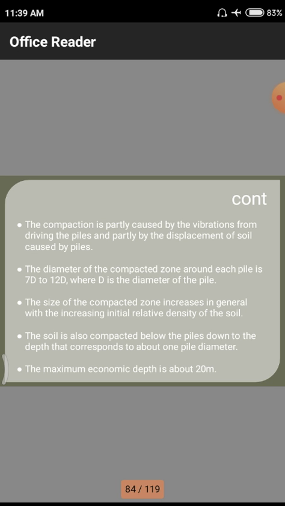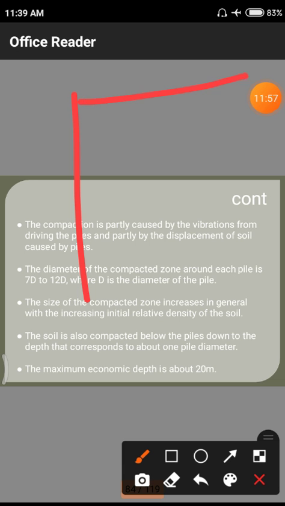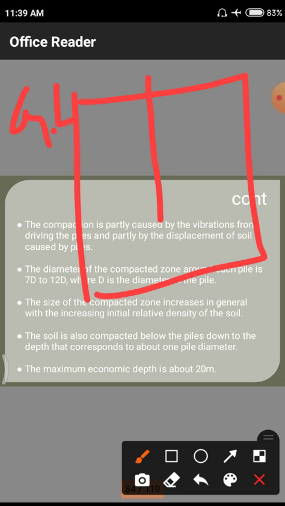Next, the soil is also compacted below the piles, down to a depth corresponding to about 1 pile diameter. That means the soil below the piles is compacted. Whatever pile we drive into a particular soil surface, the soil below the pile gets compacted. We are digging from the ground level up to a particular depth.